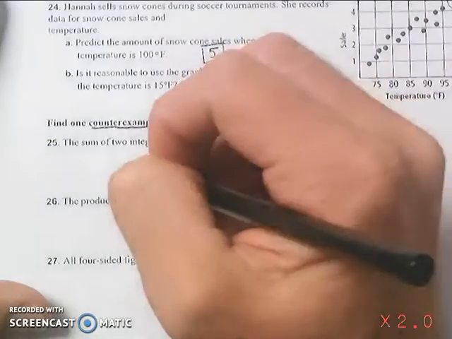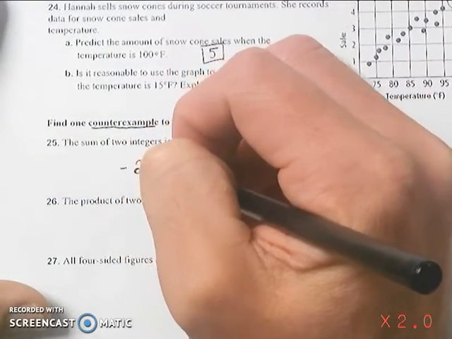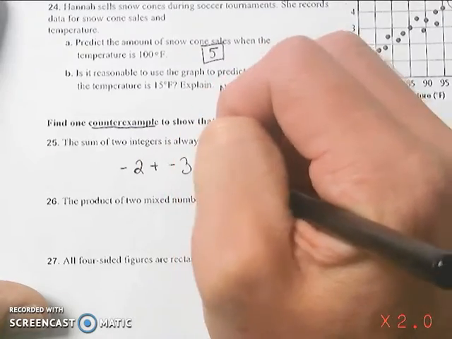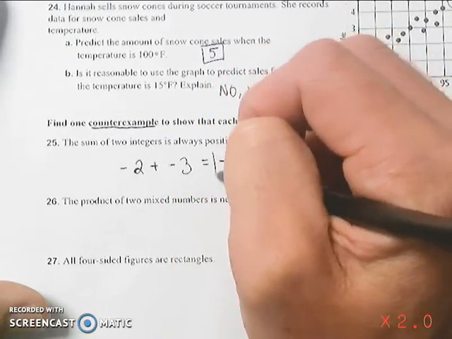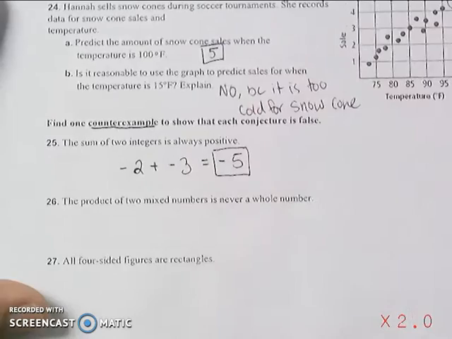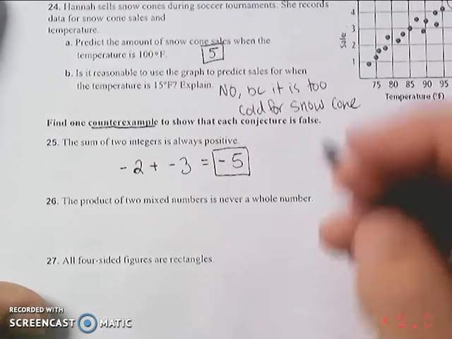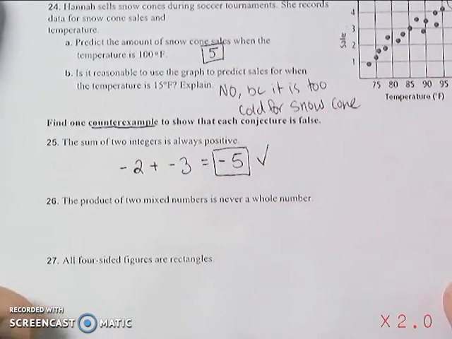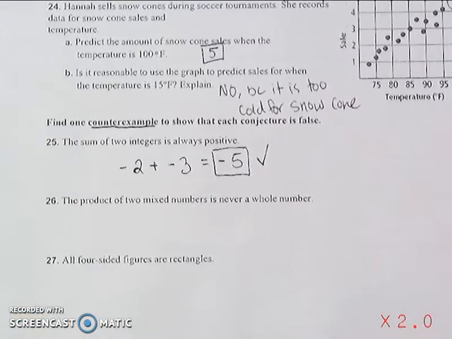Okay, well, here we go. -2 plus -3 equals -5. Is that positive? No. So this is a good example of a counterexample. We're not finding an example that works, we're finding something that disproves the statement.